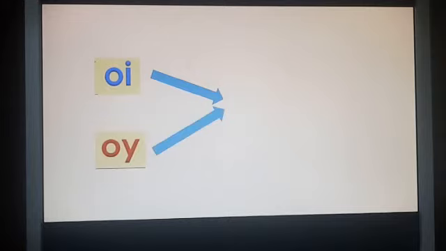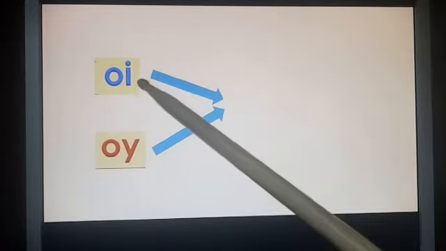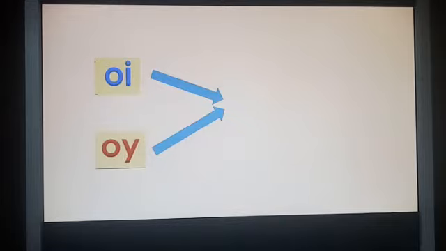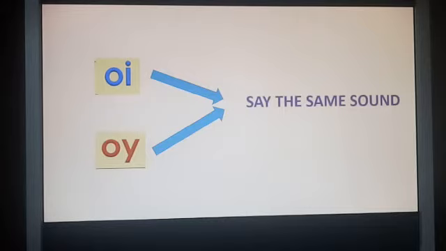You remember, while writing boy spelling, I have told you when the OI sound is heard at the end of a word, you have to write OY. Instead of OI, you need to write OY. And what sound do these two, OI and OY, make? It makes the same sound, OI.